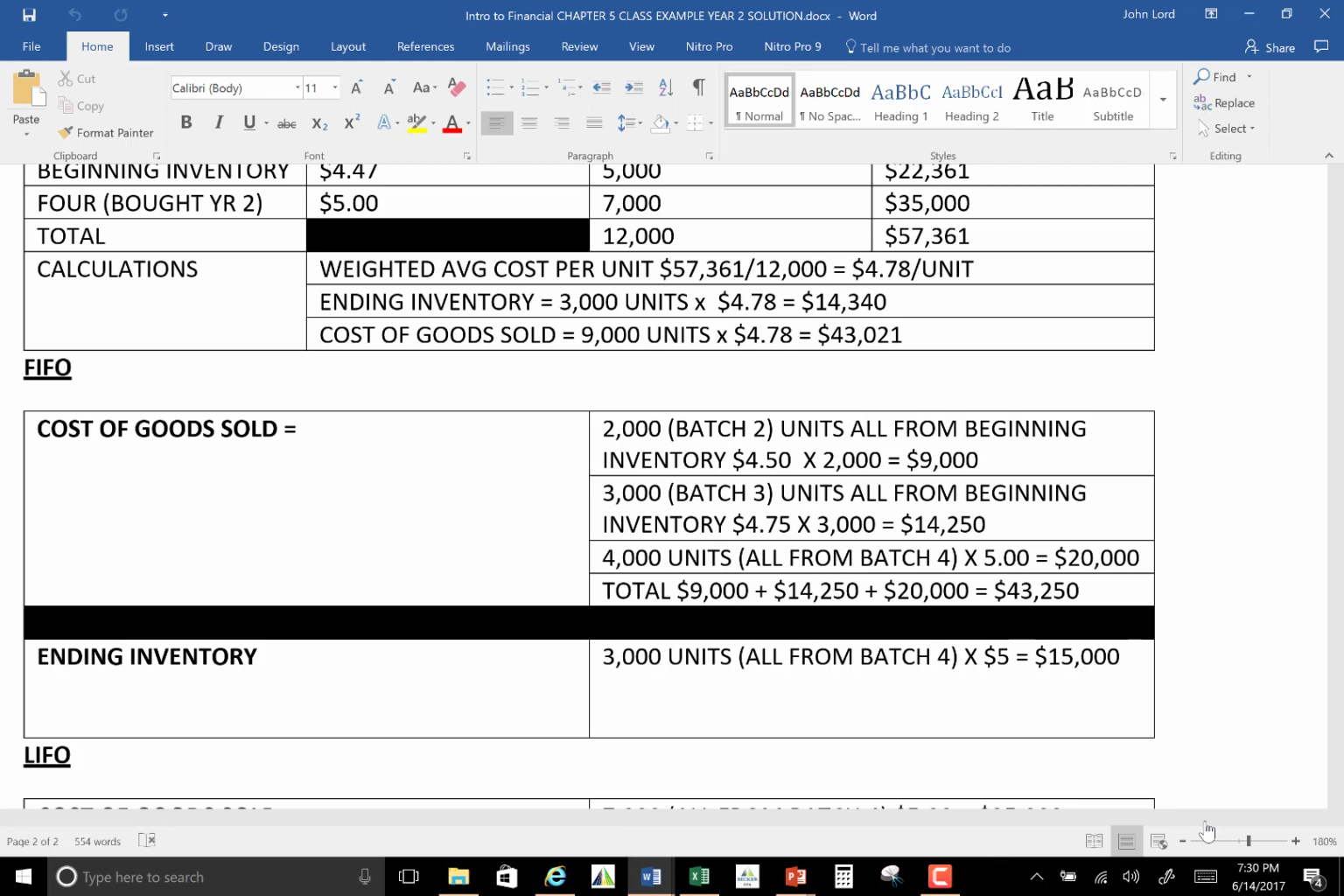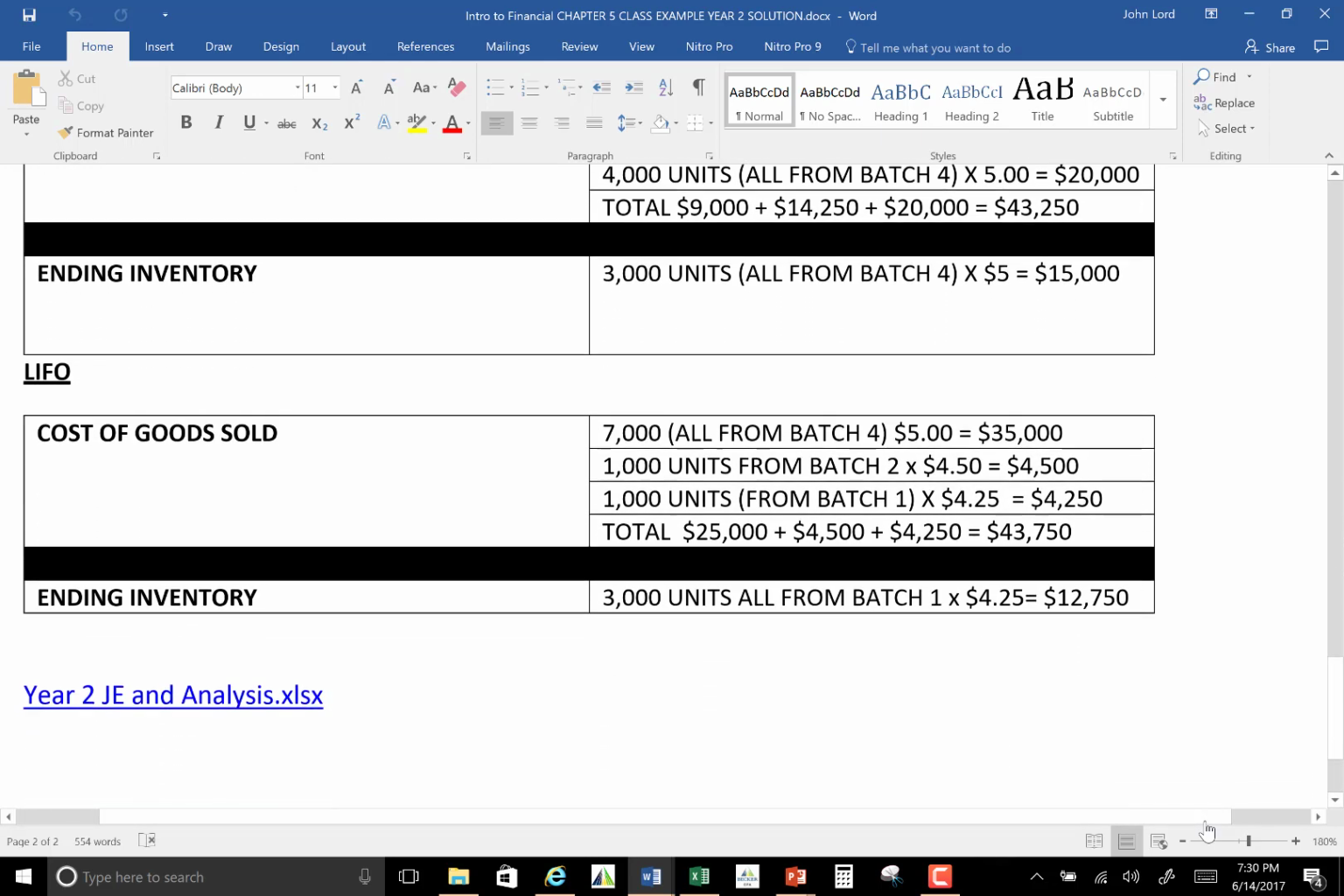Okay, good. How about our buddy LIFO then? LIFO, last in, first out. The first ones I sell are those ones on the top of the pile that I just bought, right? So I just bought what? 7,000, all from batch 4. So I'll sell 7,000 of those. Now I need 2,000 more, don't I?